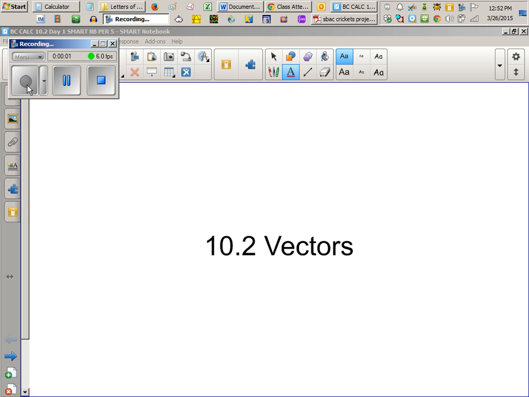Okay, so 10-2 vectors. Some of you learned vectors in your physics honors class a little bit. You saw it again in AP physics. Some of you aren't even in physics. You guys did take it in pre-calc last year.